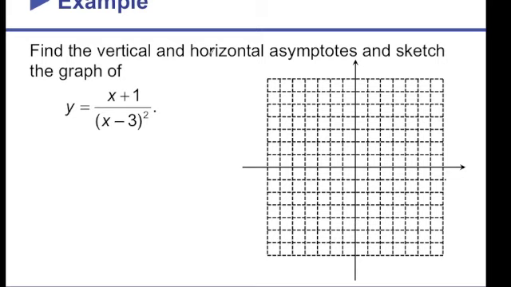We're going to find a vertical and horizontal asymptote and then sketch a graph. To find the vertical asymptote, we let the denominator of the fraction equal 0. Well, that means x minus 3 will equal 0, and we find that x equals 3 is my vertical asymptote. And so, numbering the graph this way, we will have a vertical asymptote here at x equals 3.